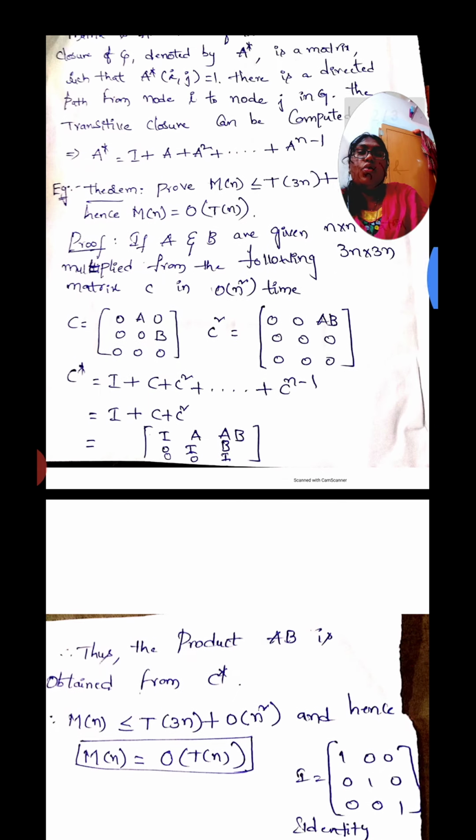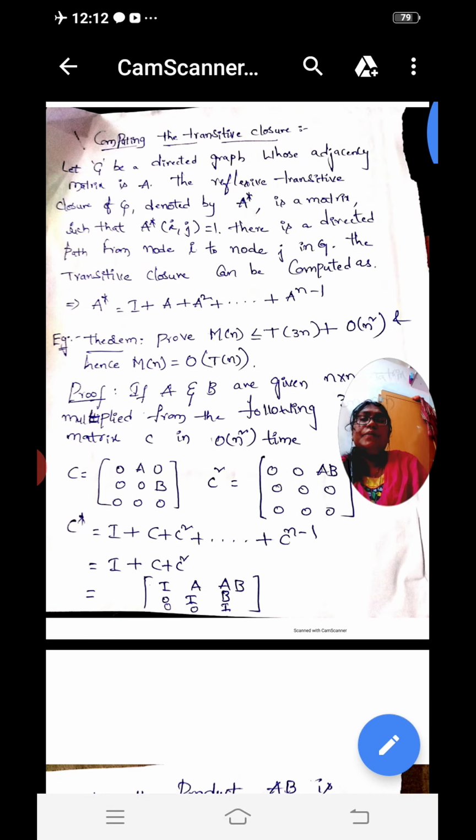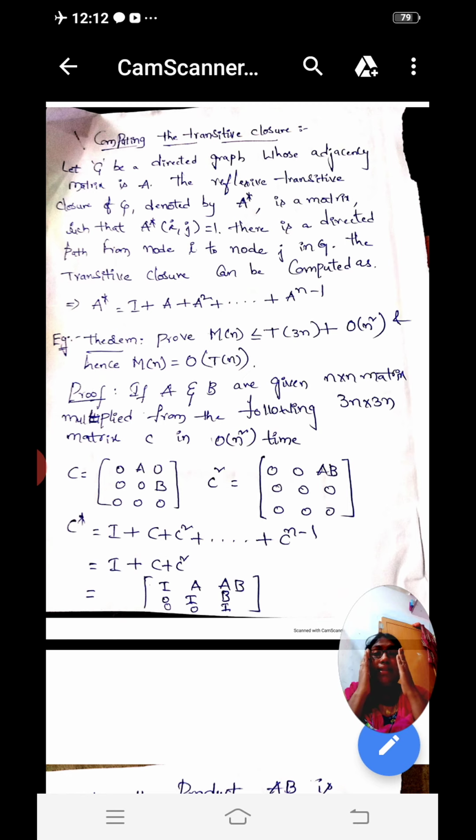Here what are we computing? The transitive closure of a graph. Let us discuss the theory part now. What is computing the transitive closure of a graph G? Let G be a directed graph whose adjacency matrix is A.